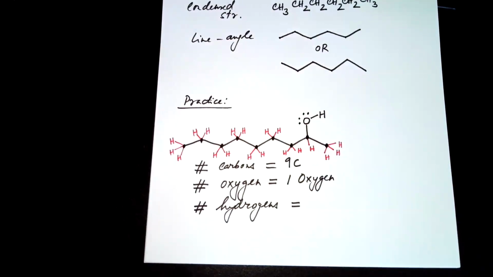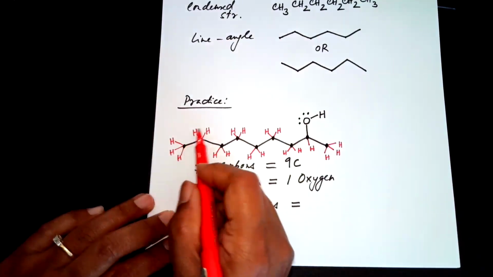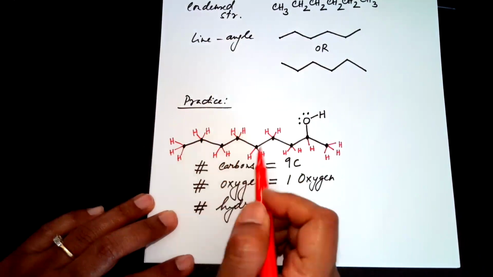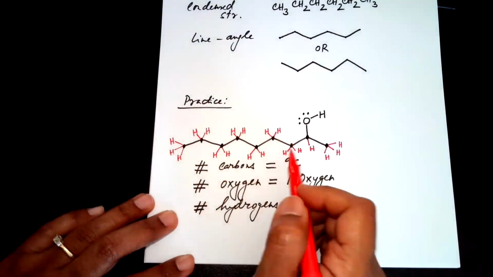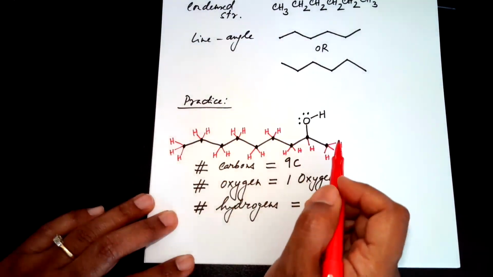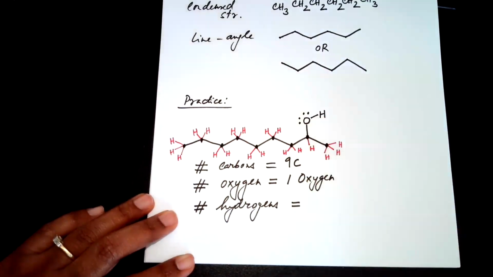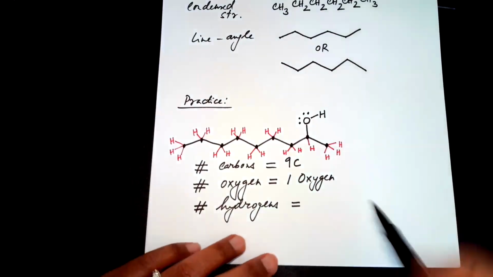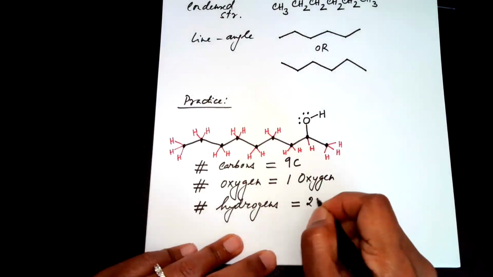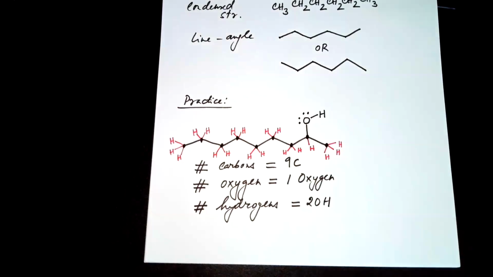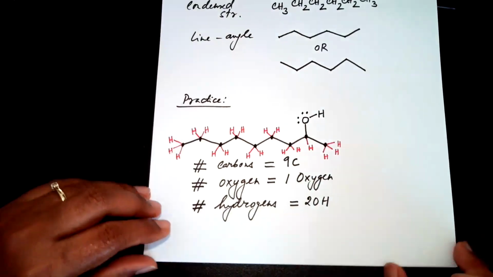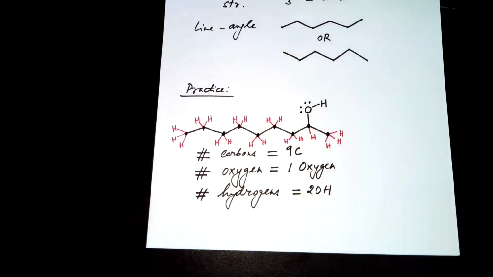And now you have to count. 1, 2, 3, 4, 5, 6, 7, 8, 9, 10, 11, 12, 13, 14, 15, 16, 17, 18, 19, and 20. So that is a total of 20 hydrogens. I just wanted to quickly count one more time and make sure that it is 20. Okay, so that was a problem that you can do for practice.